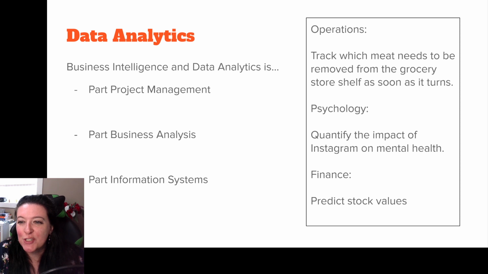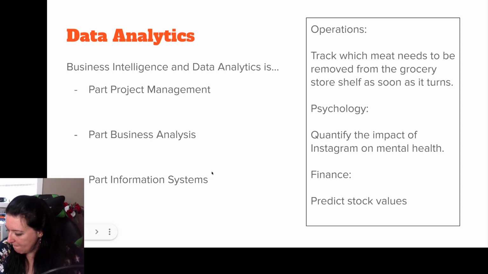One is an operations management example where we want to remove rancid meat from the grocery store shelves as soon as they turn, but not a second sooner, so that we can reduce waste and make sure we move our inventory. If we're doing psychology research, we want to quantify the impact of Instagram on mental health, or perhaps we are in finance and we're trying to predict stock values. So let's just go back here.